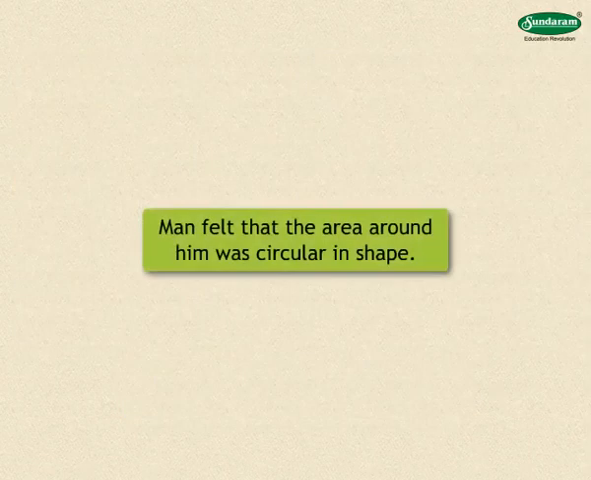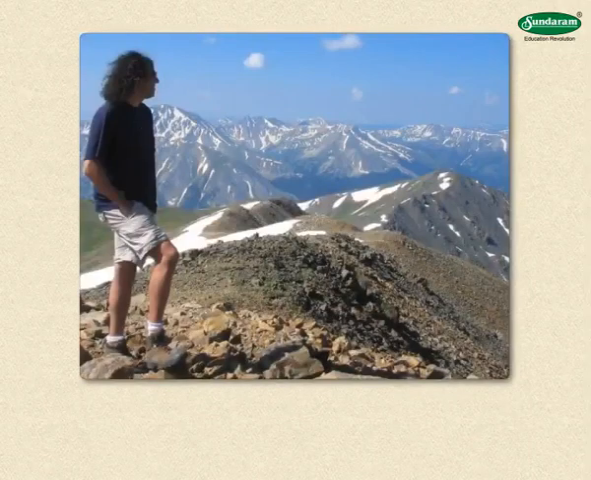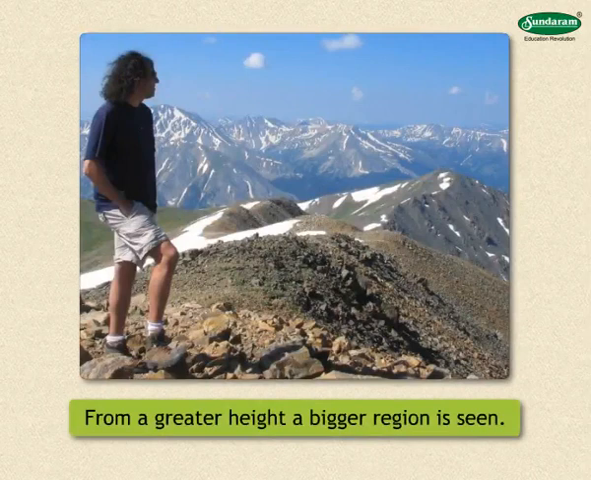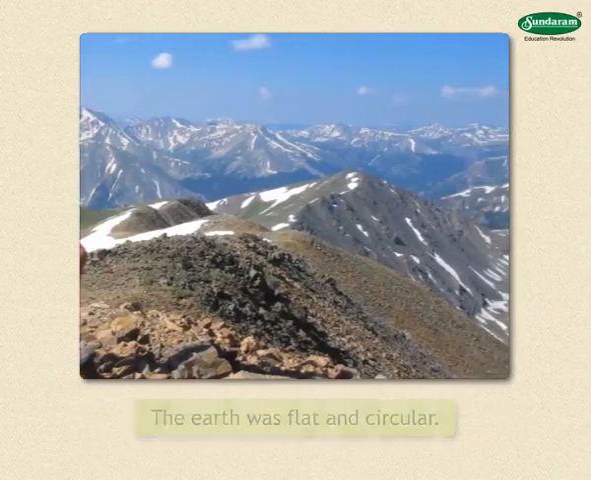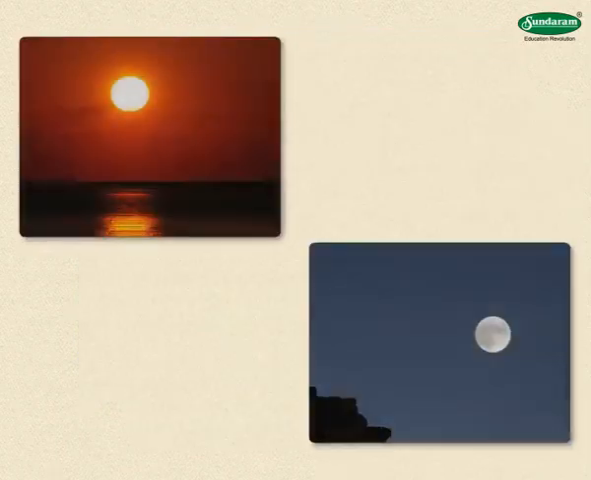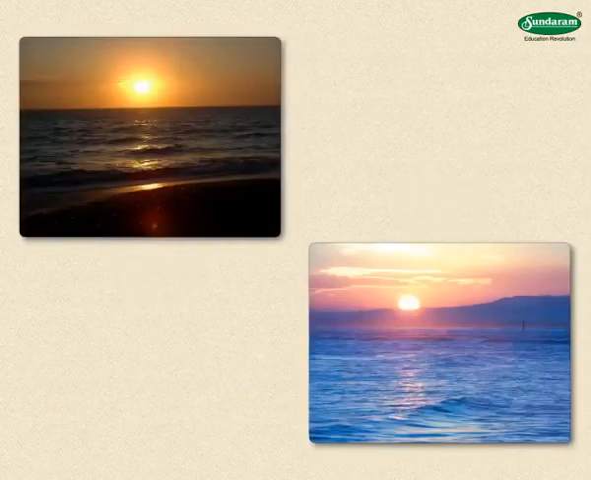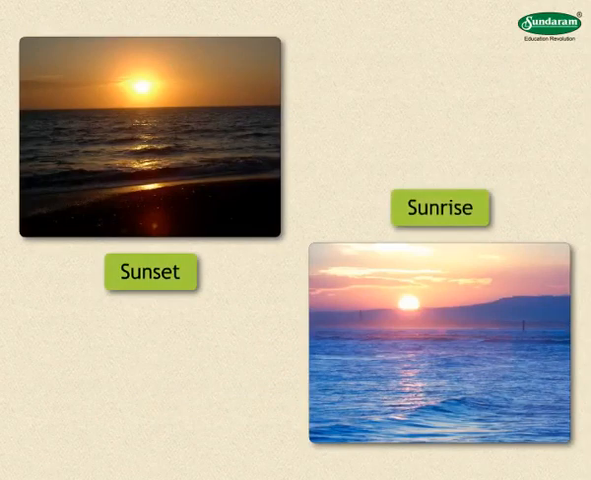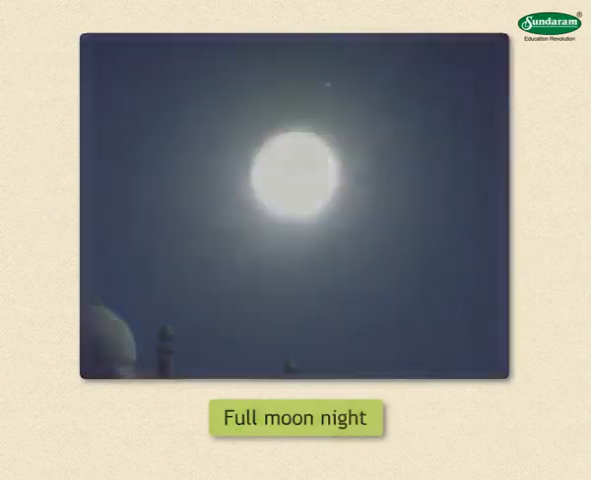Initially, man felt that the area around him was circular in shape. Besides, from a greater height, he could view a bigger region. Such experiences led him to think that the Earth on which he lived was flat and circular. He must have guessed this also by seeing the shape of the sun and the moon in the sky. He saw at the time of sunset and sunrise that the sun was circular in shape. On a full moon night, the moon appeared circular.